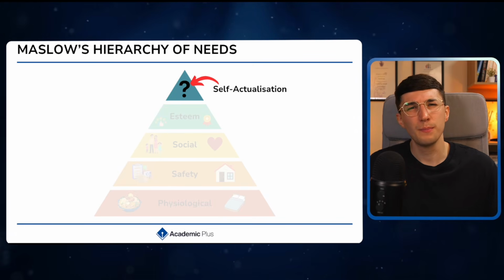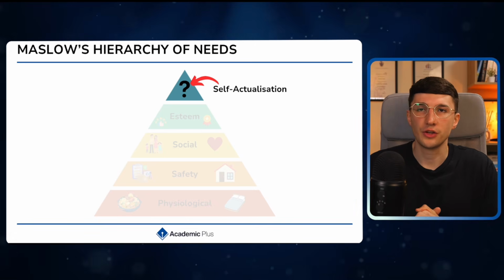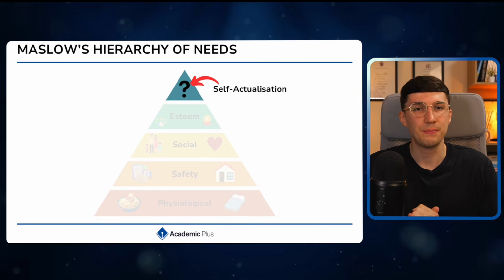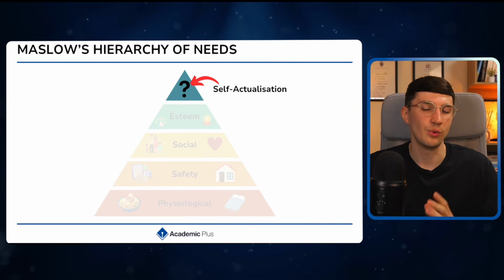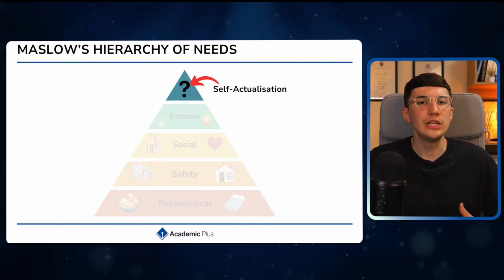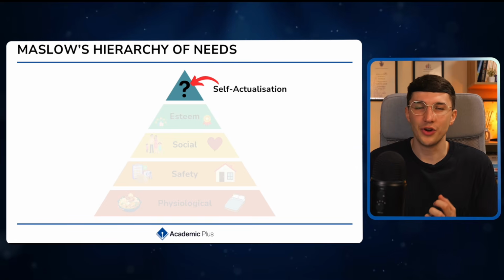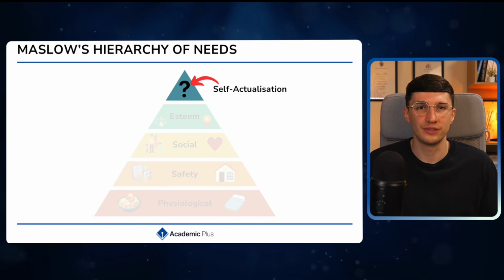And finally, this is a bit of a tricky one, self-actualization. Now, what Maslow argued is that very rarely do people actually ever reach this level of his hierarchy. Now, what self-actualization means is reaching your full potential in life. Now, it's kind of hard to understand when you have reached your full potential in life.